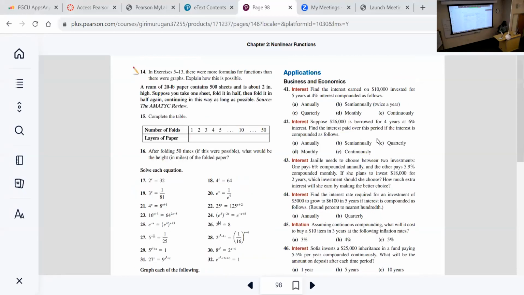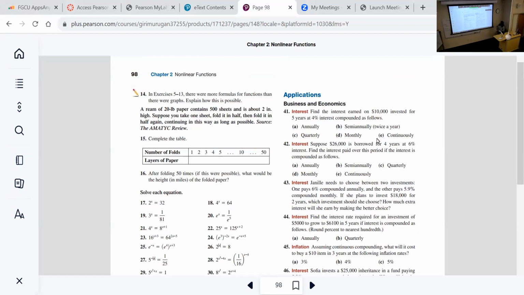Okay, we are going to pick a problem in economics. So let's pick one of these, 41 through 44. Who wants to pick? 44. Okay.